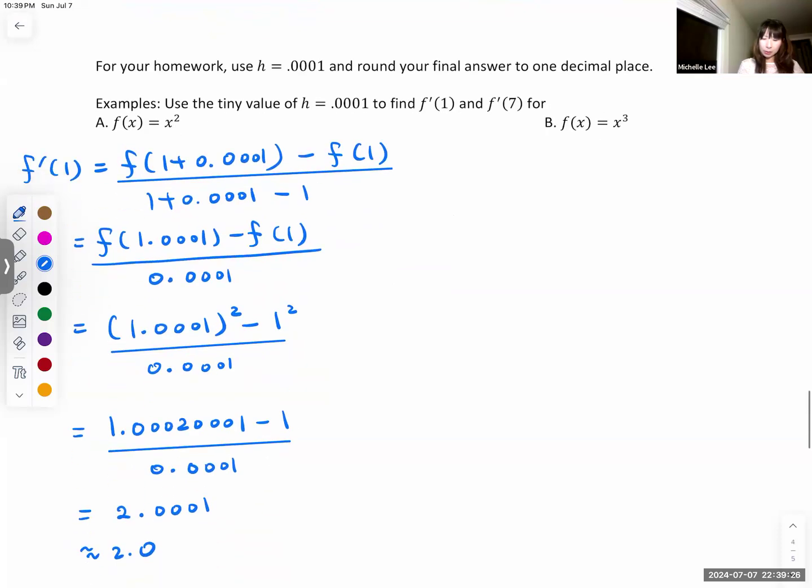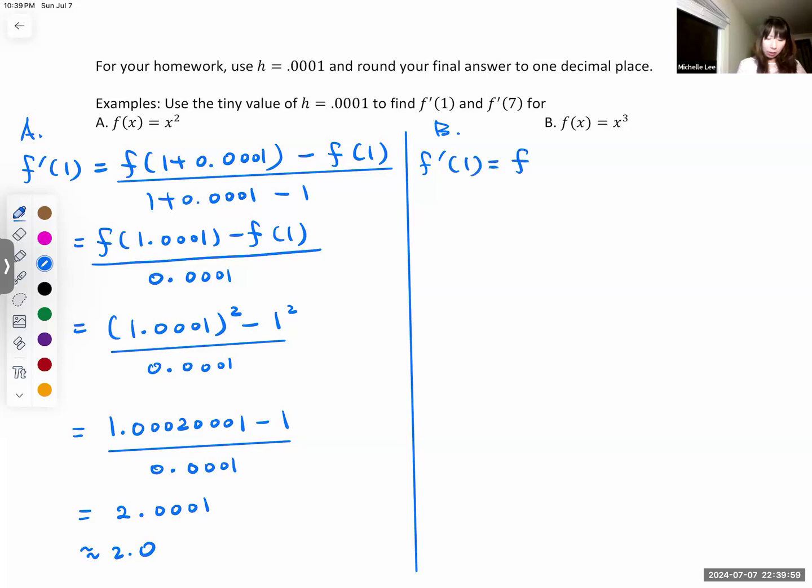Okay, how about this one? This is for A. This is for B. Okay, for B. So f prime, oh, we did not do f prime of 7 here. So I'm going to leave it for you. Please do that.